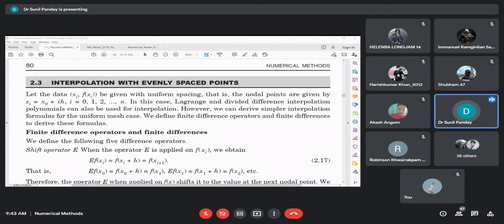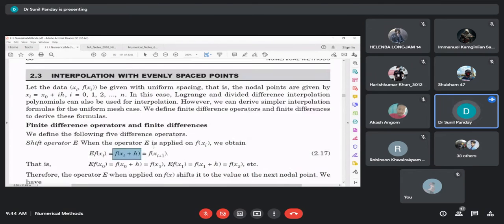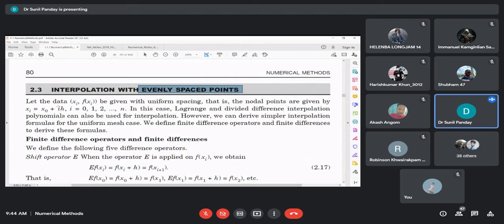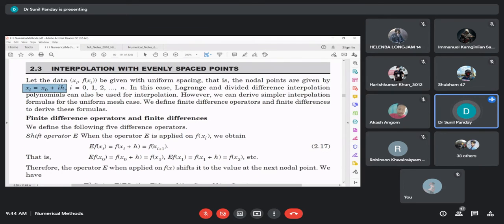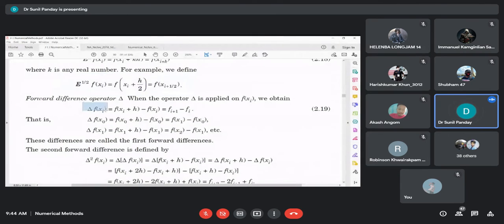And for equally spaced data, we have already introduced this shift operator E. Whenever it is applied to any variable, it will give f of xi plus h. So equally spaced data means the common difference between two consecutive values of x, or all values can be generated by this formula, xi equals x naught plus ih, because h is the common difference. So x1 is x naught plus h, x2 is x naught plus 2h. So like this, and I'm not going to repeat this one because the shift operator is already discussed. This one is also discussed.